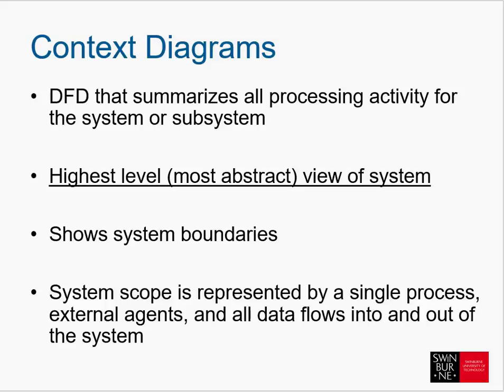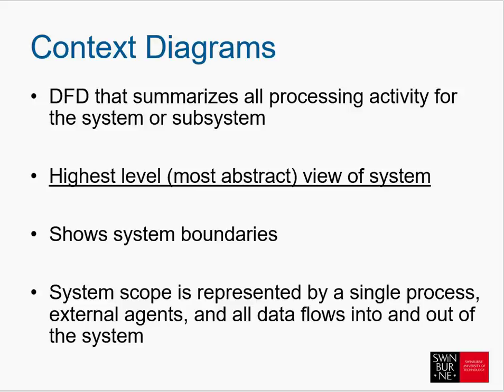Context diagram. A context diagram in a data flow diagram describes the most abstract view of the system. All the external agents and all the data flows into and out of the system are shown in one single diagram, with the entire system represented as one process. So it's kind of a bird's eye view of the system. It shows you the boundary of the system, or the scope of the system.